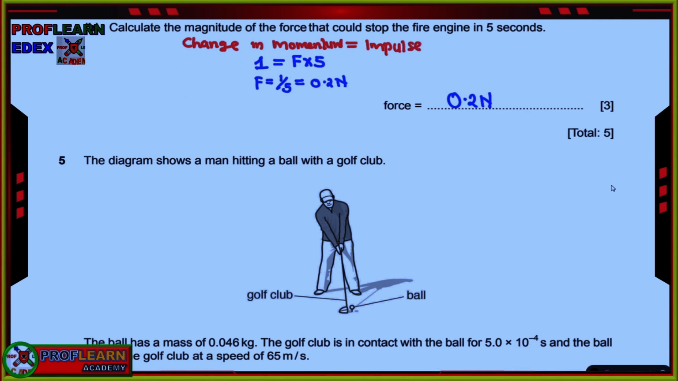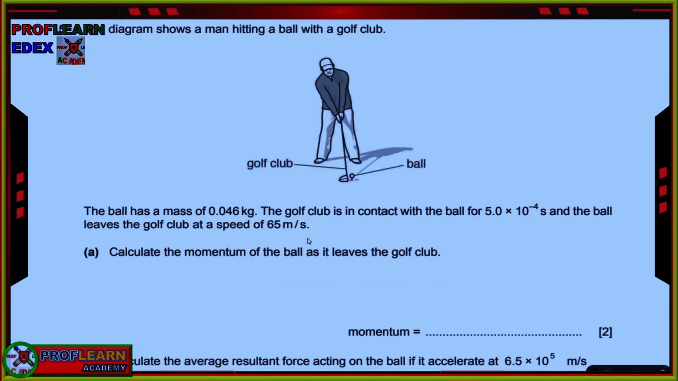Now, the diagram shows a man hitting a ball with a golf club, and we are told that the ball has a mass of 0.046 kg. The golf club is in contact with the ball for 5.0 times 10 to the power negative 4 seconds, and the ball leaves the golf club at a speed of 65 meters per second. Now, you are supposed to calculate the momentum of the ball as it leaves the golf club.